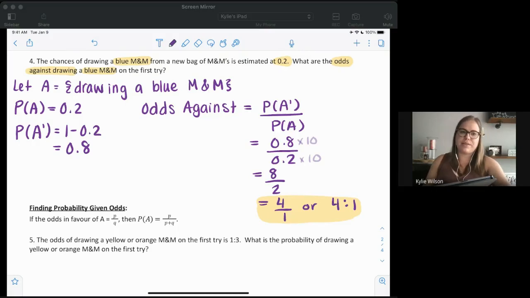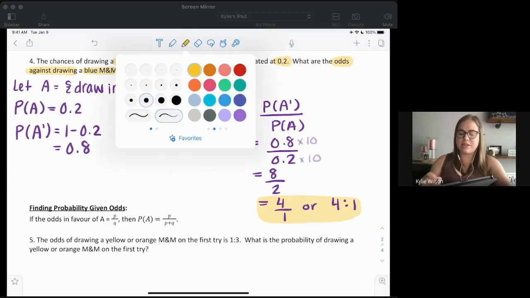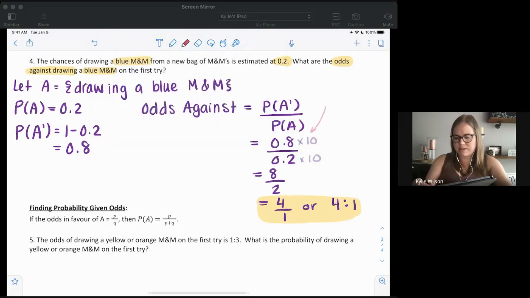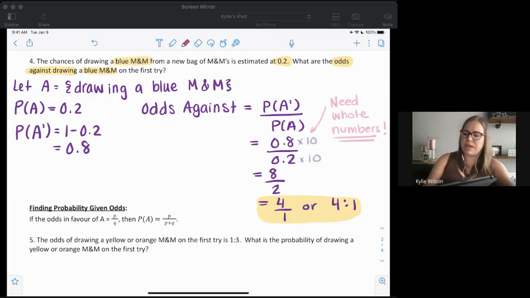Okay, any questions before we do one more example that gets a little bit trickier? Yes, this was a really good question. So it can't stay 0.8, 0.2. No, it can't. We need whole numbers. And that happens sometimes with our probabilities, so just be mindful of that.